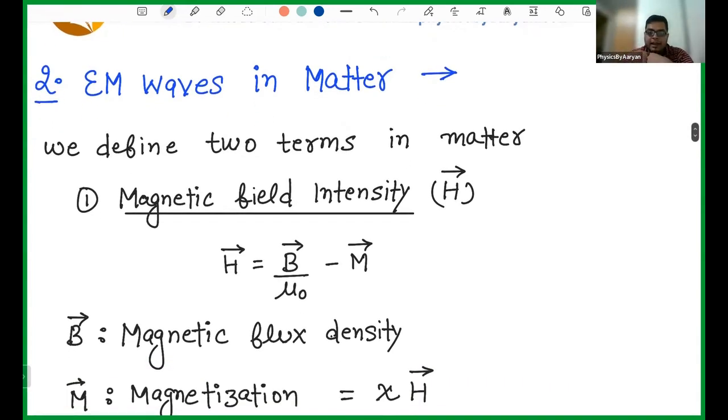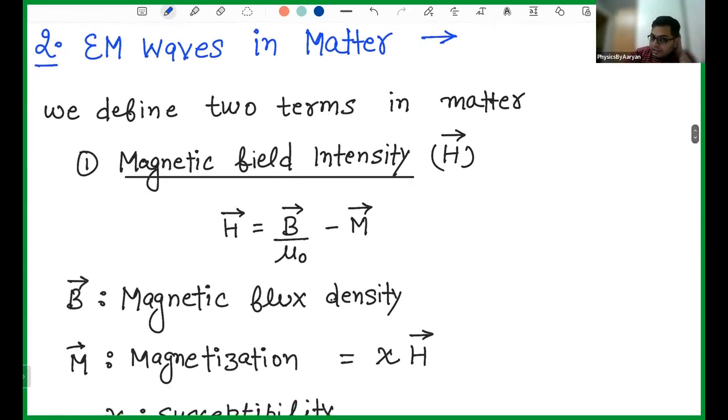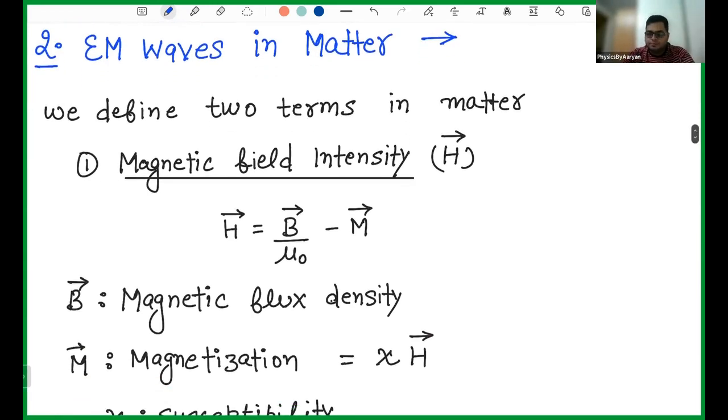Whenever I am in a magnetic material, the term that I use is a new term I define, and that term is known as capital H. This capital H is known as magnetic field intensity. Let that thought sink in. Learn from curiosity. Don't just learn because I am teaching you something.